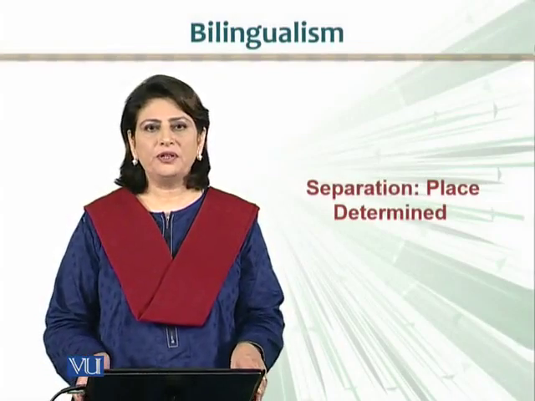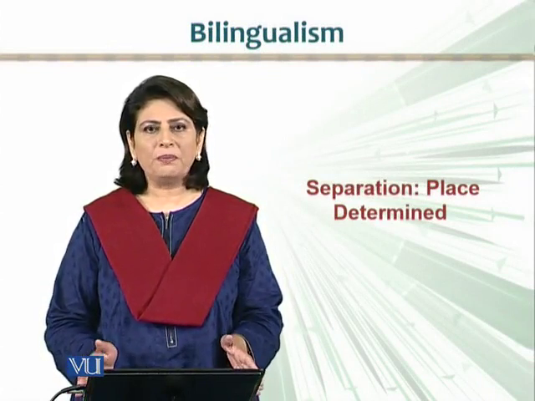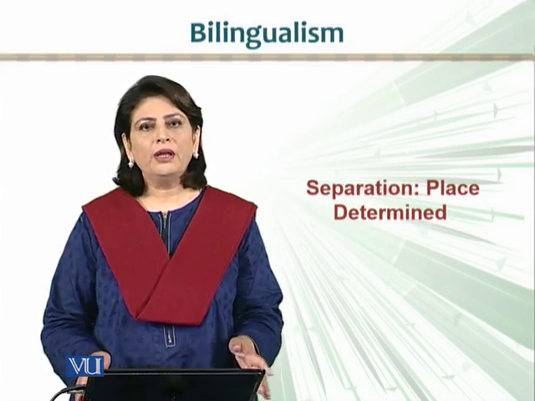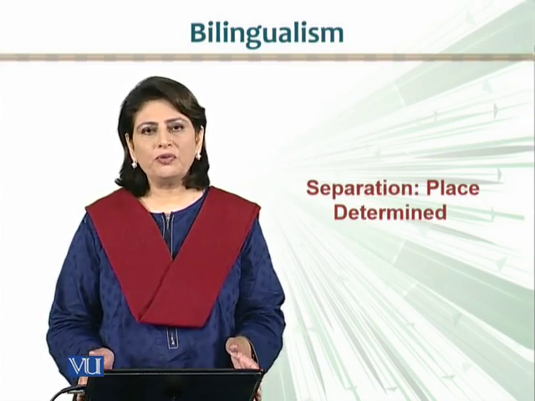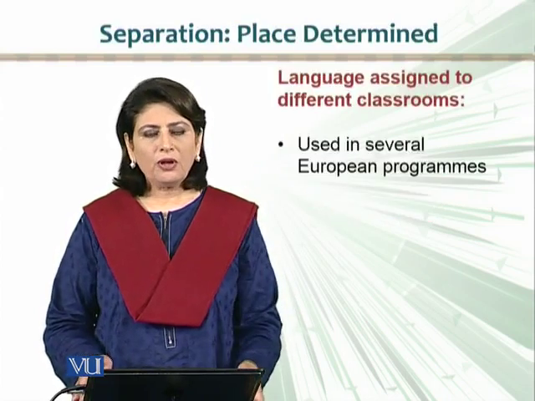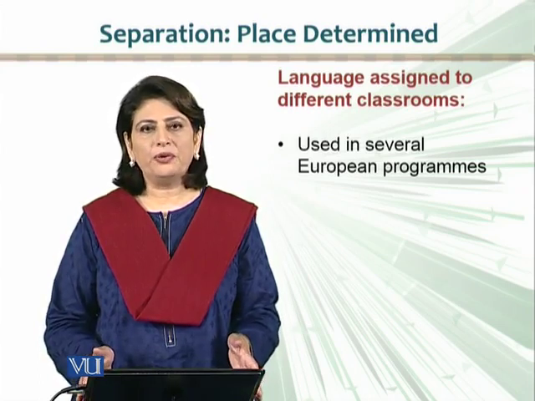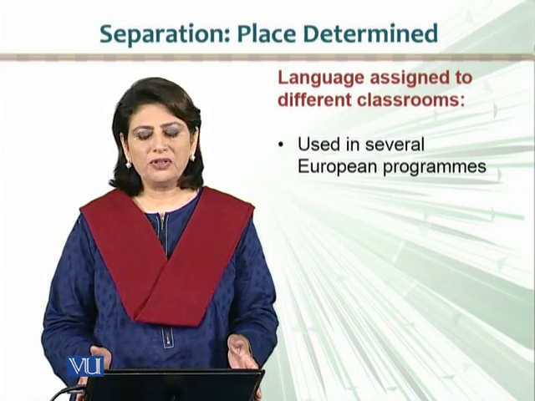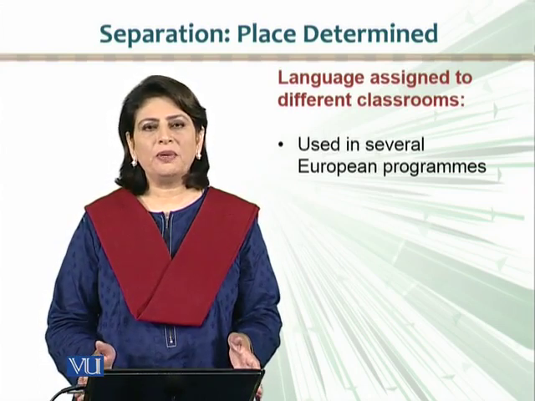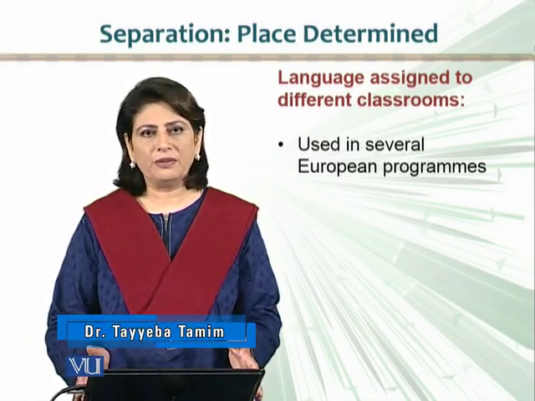Separation by place. Another way in which strict language separation can be maintained is through separation of the place, or separation of the classrooms where these languages are being taught. So how does that happen? Different classrooms are assigned to different languages. That means that if you want to teach a subject in a specific language, the children need to go to that classroom to study that subject.